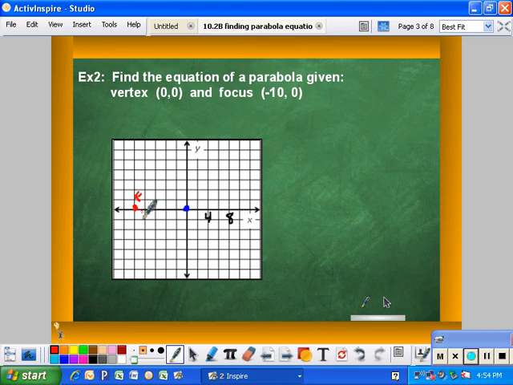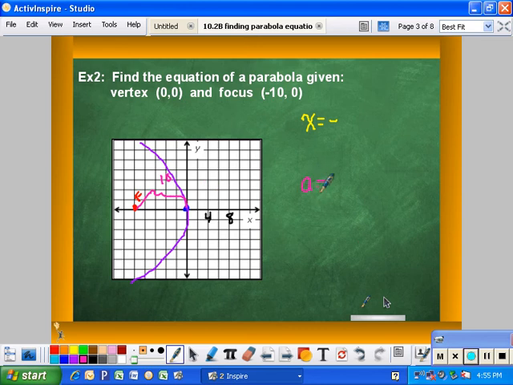And we know because the focus ends up inside, which way is this going to open? We know it's going to open to the left. So anything opening right and left puts us automatically in the x equals. Because it's left, it's going to be negative. We know that much for sure. Let's go ahead and find our p. Our p is going to be 10.